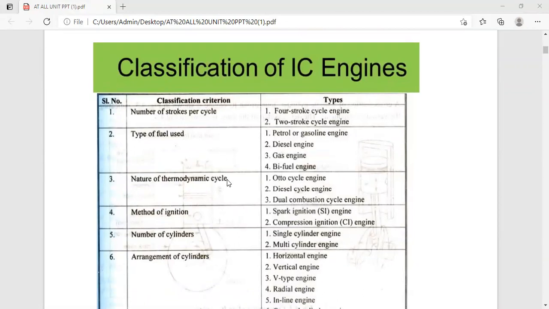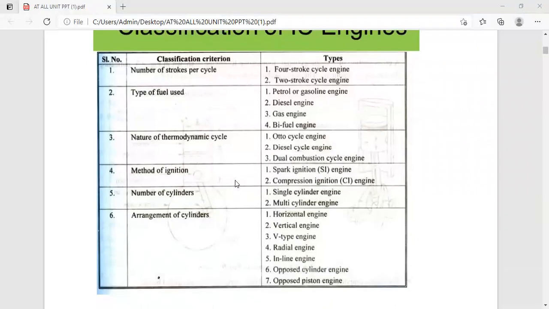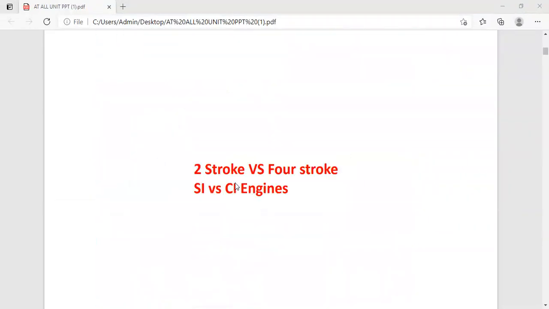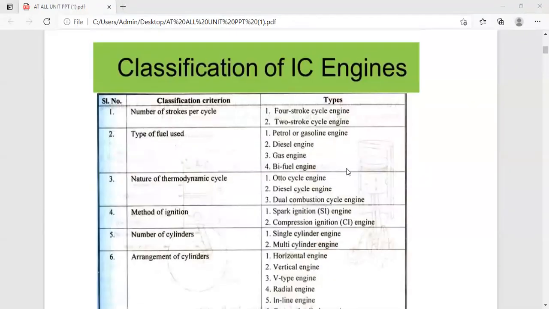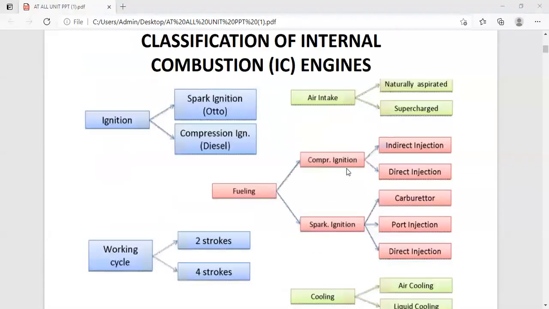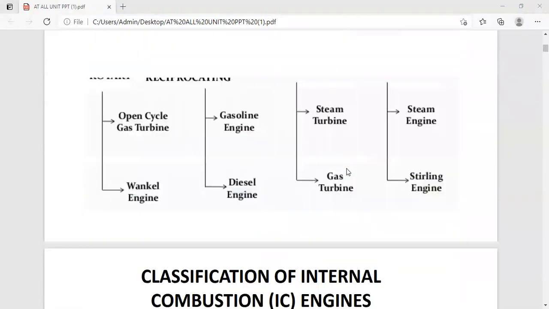So these are classified according to some major points. Okay, as per the application also we classify the engines, meaning land transport, marine engines, aircraft engines, engines for the propulsion of ships, then industrial engines, and prime movers for electrical generators also. So this is the classification of the internal combustion engine. Do you have any difficulty regarding this?